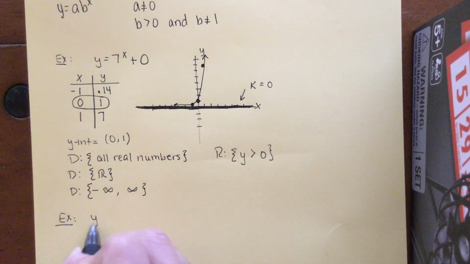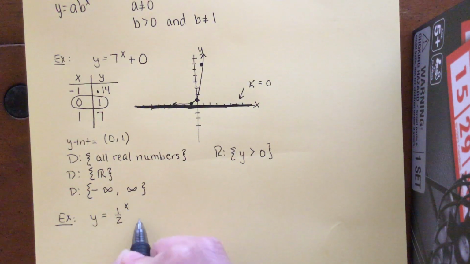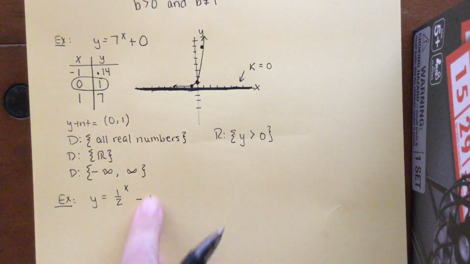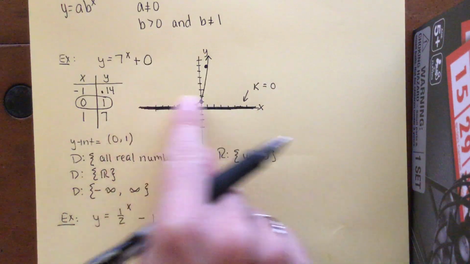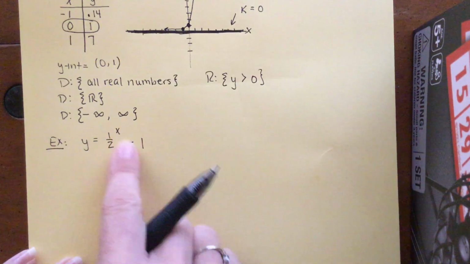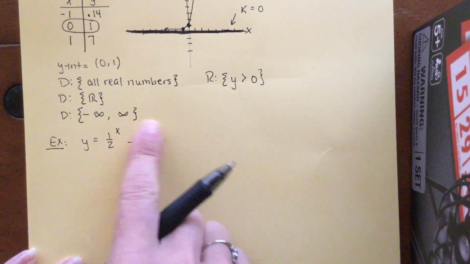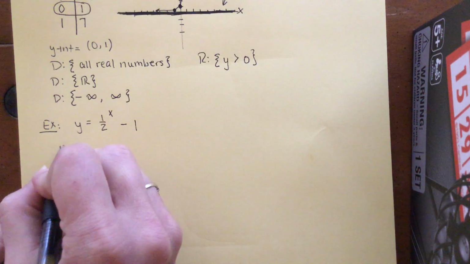Let's take a look at y equals 1/2 to the x, and let's do a minus 1. So this one actually has a fence value. This one didn't have anything there. Remember, I added that plus 0. So we remember that that's my electrical fence. This one's got a fence value, an asymptote value, a k value, however you want to call that, but it's a -1. So we'll have to think about that when we start graphing.